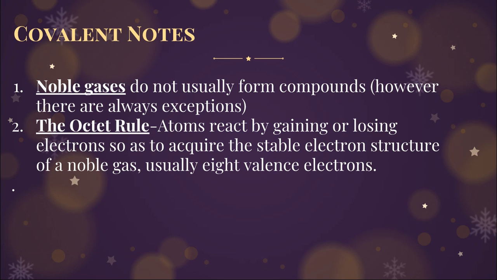Remember that atoms are going to bond because they want to be like noble gases, and the noble gases are usually pretty happy with themselves because they have a full set of valence electrons. Of course, there are always exceptions, but usually that's the rule. We use what's called the octet rule to determine if an atom is happy or not. An atom is going to want to have the electron configuration of a noble gas, usually 8 valence electrons.